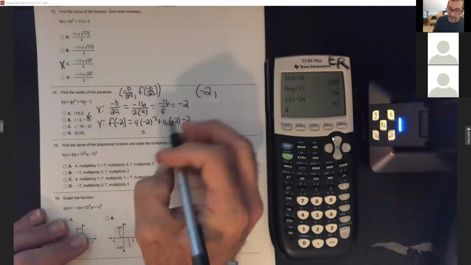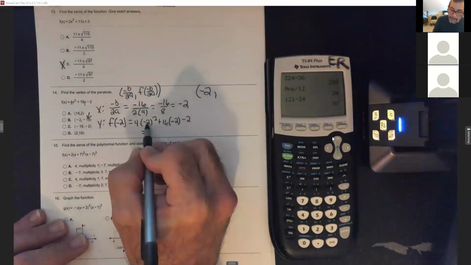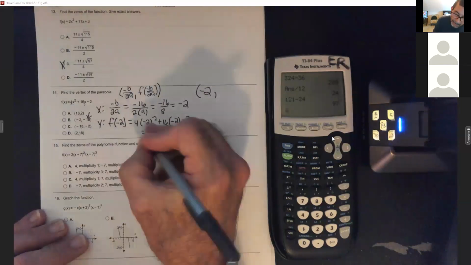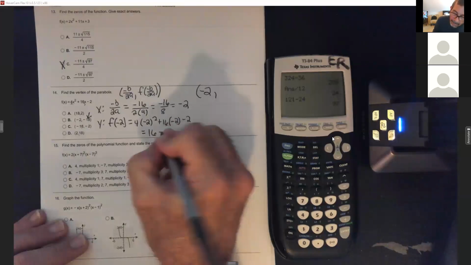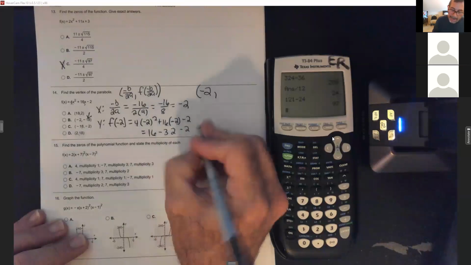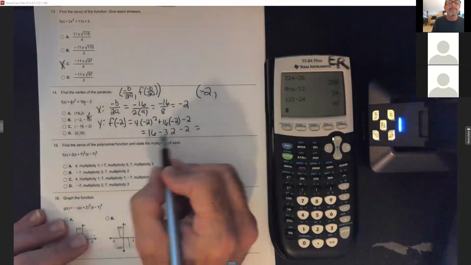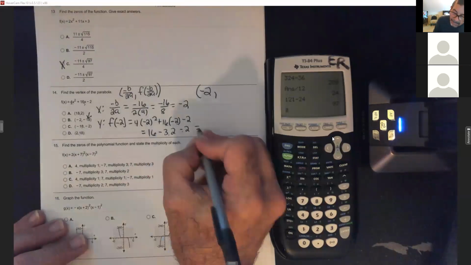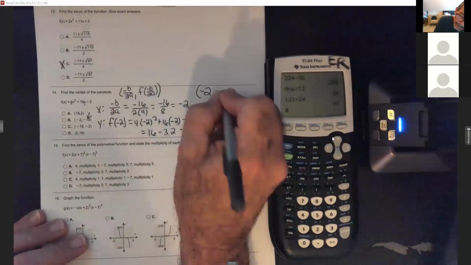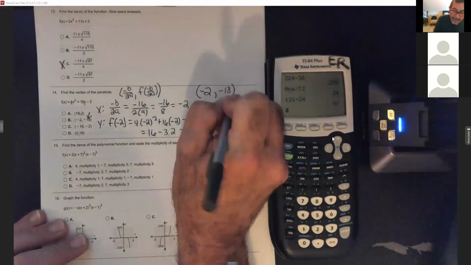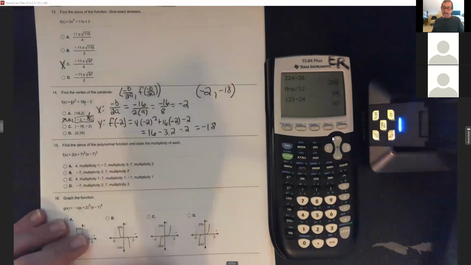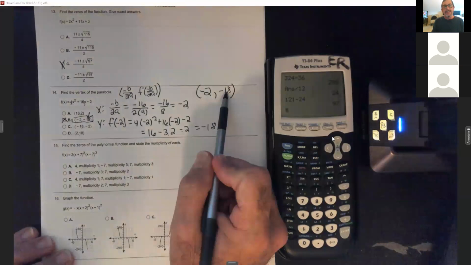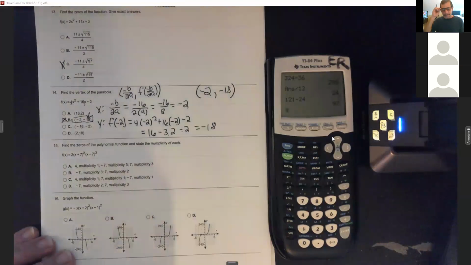All right, so negative 2 times negative 2 is 4. And 4 times 4 is 16. 16 times 2 is a negative 32 minus 2. And if you add them up, 16 minus 32 is a negative 16. Negative 16 minus 2 is a negative 18. But y'all, we knew that because the only answer that had the right x was the B on that, okay? So I just went on, finished it out. That way I could verify everything.